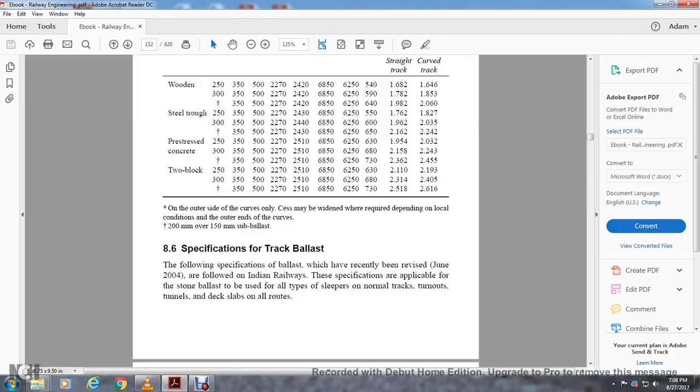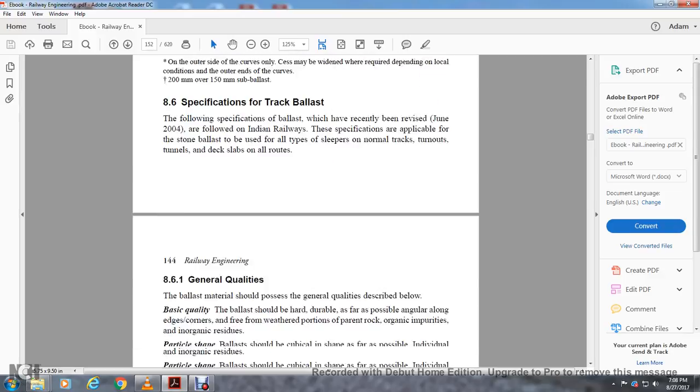8.6. Specification of track ballast. The following specification of the ballast, which has recently been revised in June 2004, is filed with the Indian Railways. The specifications are applicable to stone ballast to be used with all types of sleepers on normal tracks, turnouts, tunnels, and deck slabs on all routes.